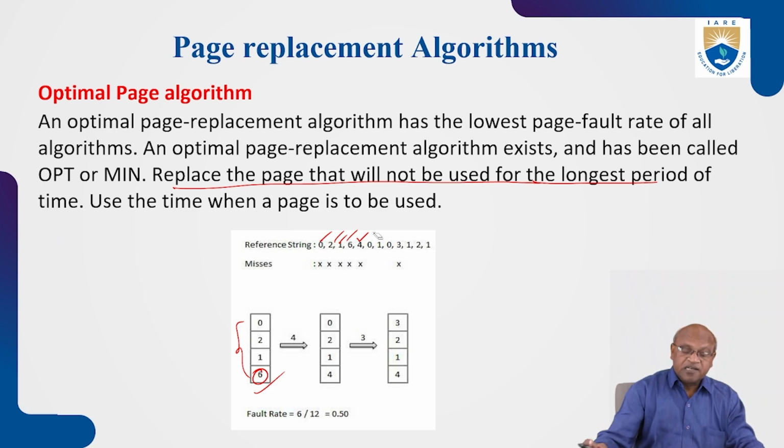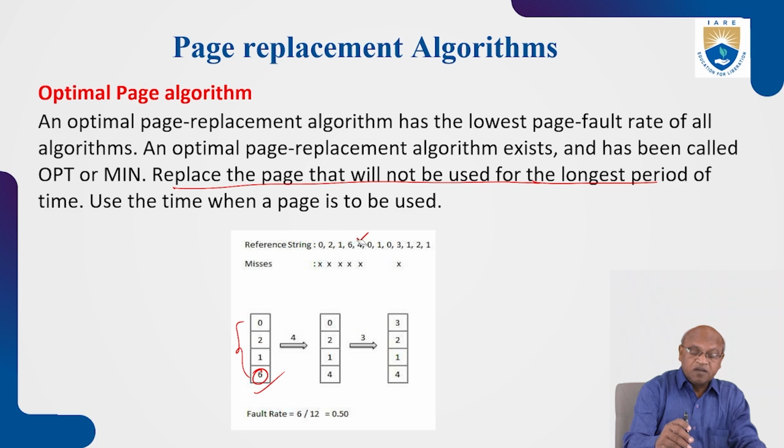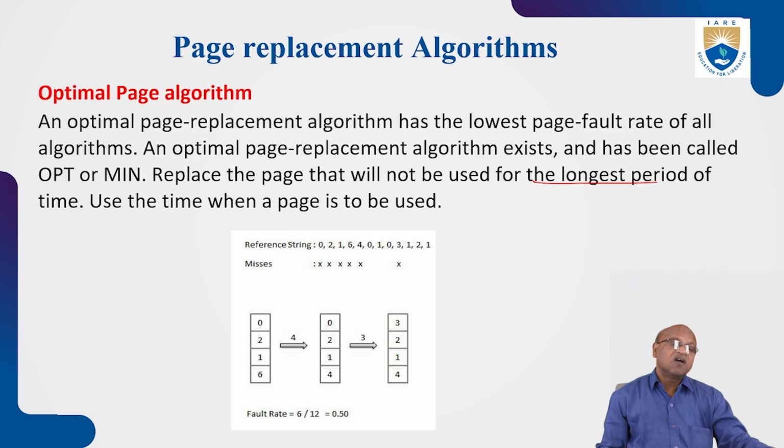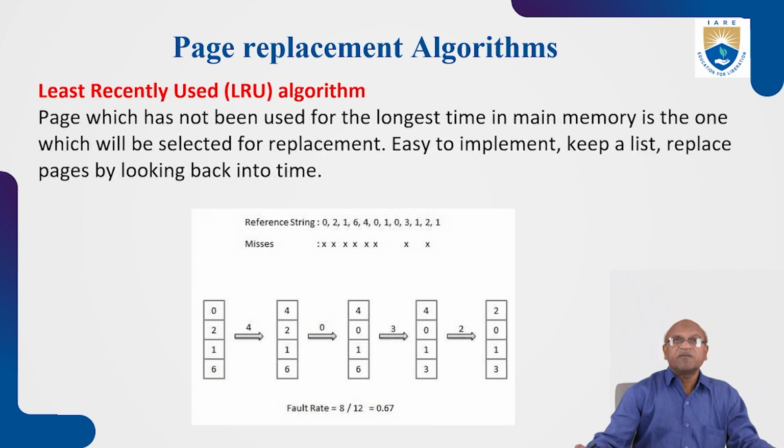If you calculate the misses, hits and the fault rate, total misses are 6 and the total required pages are 12. 6 by 12 is 0.5. This is called the minimum fault rate. If you compare, for first in first out the fault rate is 0.75, and for the optimal page replacement algorithm the fault rate is 0.50. So we go for another replacement algorithm, the least recently used algorithm.